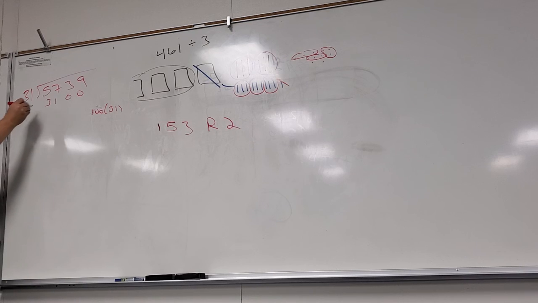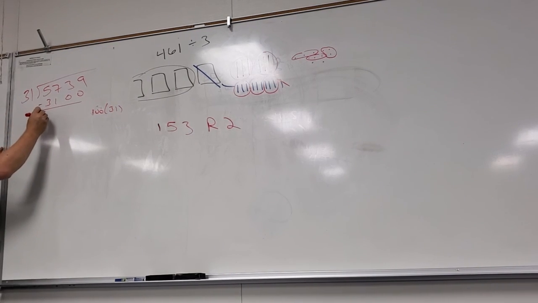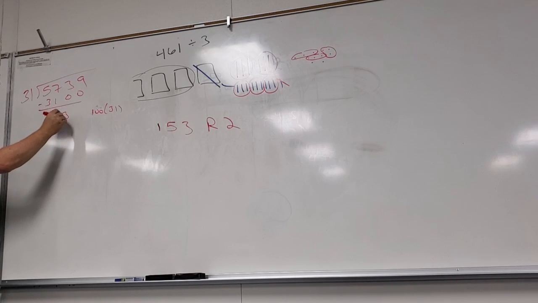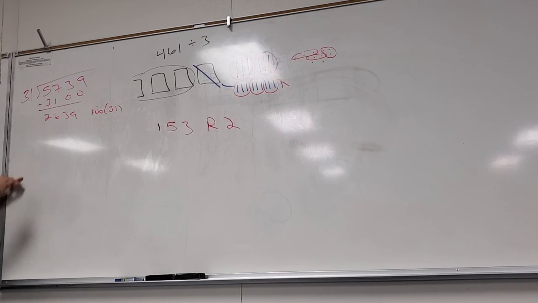Right, subtract that. Now, is this the way we do division? Is this the real way we do division? No. But stay with me. Again, this is not the end algorithm. This is a middle step, right? So how much is left to be taken care of? 2,639. All right.